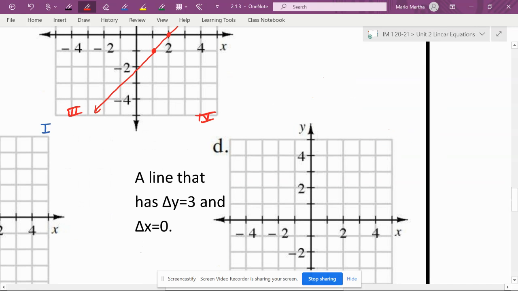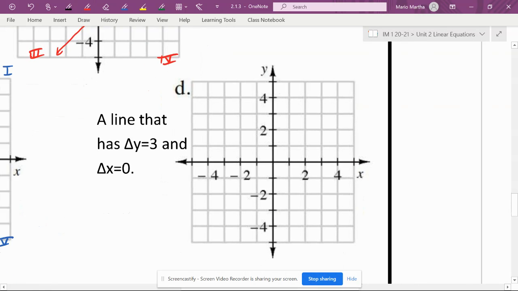And then finally, in question D, a line that has a vertical change of 3 and a horizontal change of 0. So meaning we're not going to move to the left or to the right. So think about the slope here. And the slope would be what? Delta y over delta x. And in this case, you substitute the values and you get 3 divided by 0.